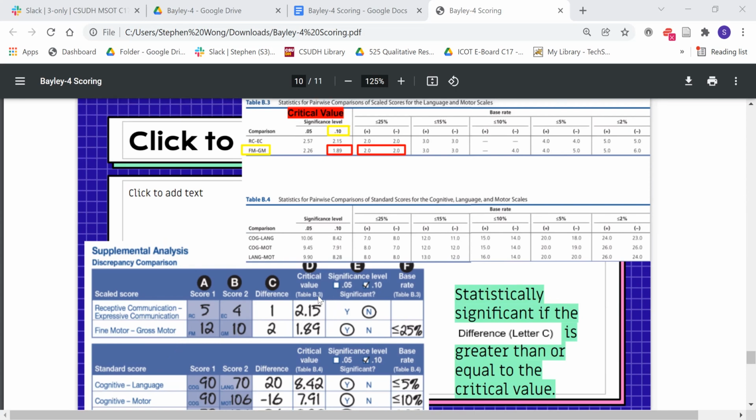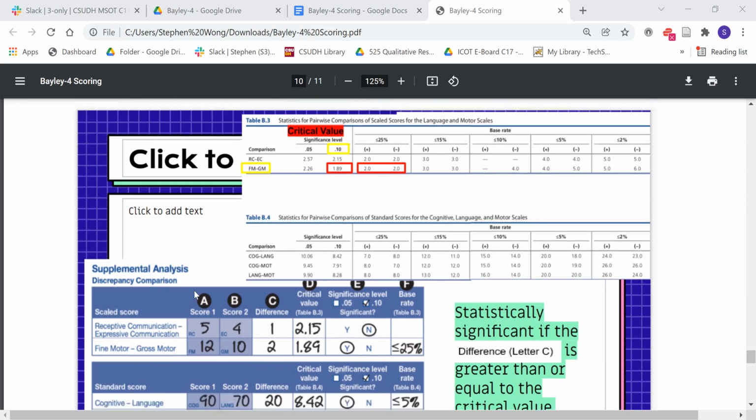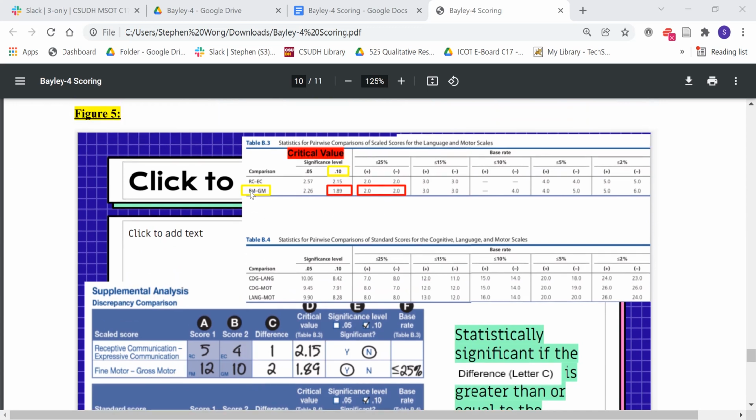So we go to table B.3. Table B.3 is right here. And we're comparing fine motor to gross motor, so we want to use FM-GM. We want to use this row.